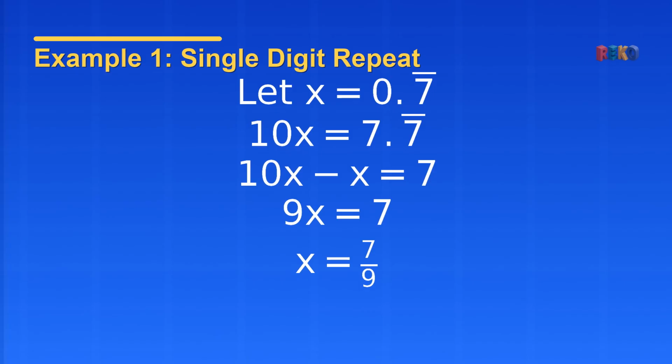Let x equal 0.7 recurring. Multiply by 10 to move the repeating digit past the decimal point. Then subtract to get 9x equals 7. Finally, divide both sides by 9, giving x equals 7/9.